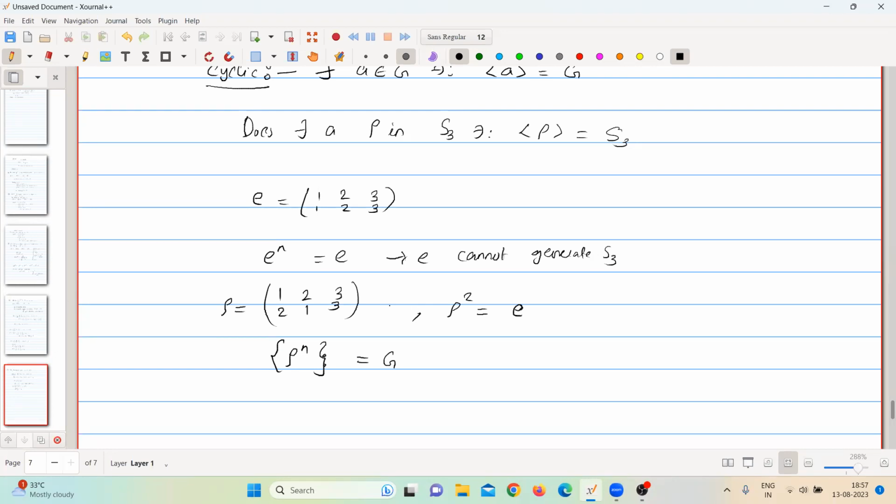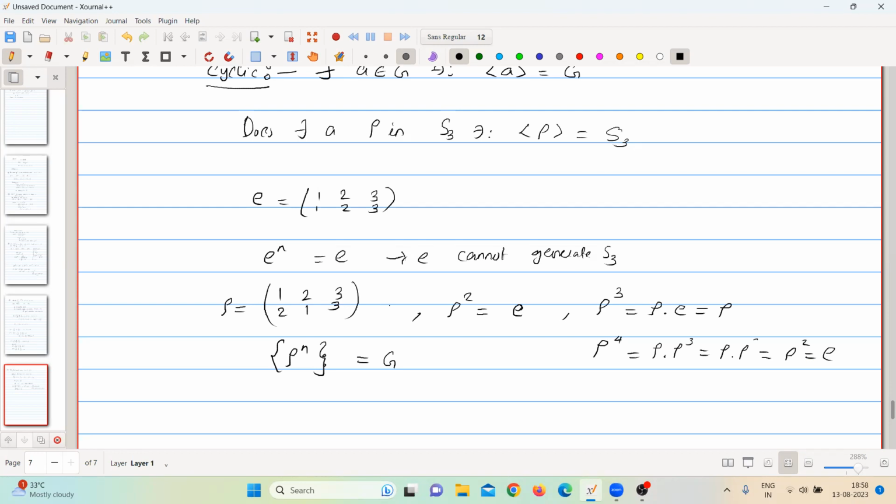Now, what is rho cube? Rho cube means rho into rho square. That is rho into identity, which is equal to rho, right? Now, what is rho power 4? Rho into rho cube. That means rho into rho, which is equal to rho square, and rho square we know is identity. So whatever power we take, the first power is rho, second power is identity, third power is rho, fourth power is identity, correct?